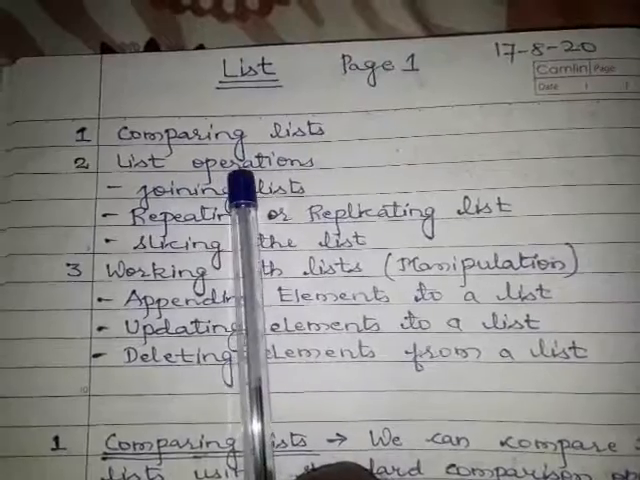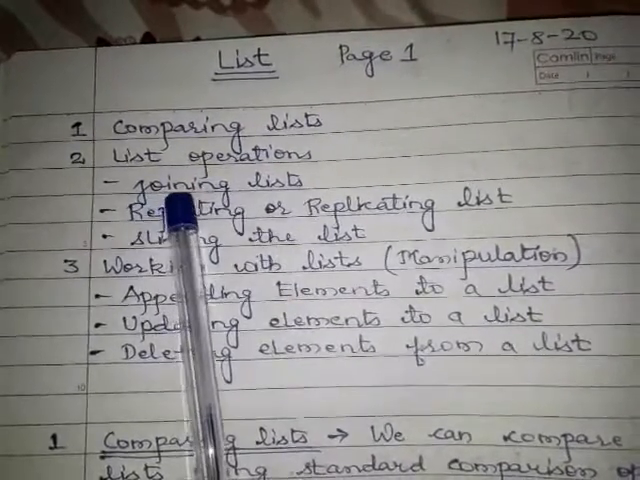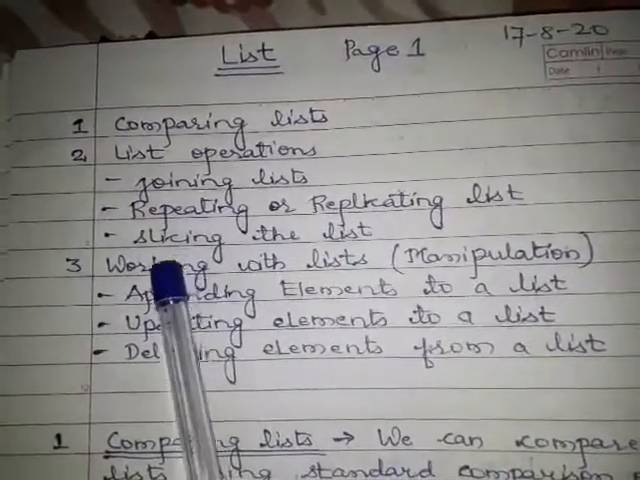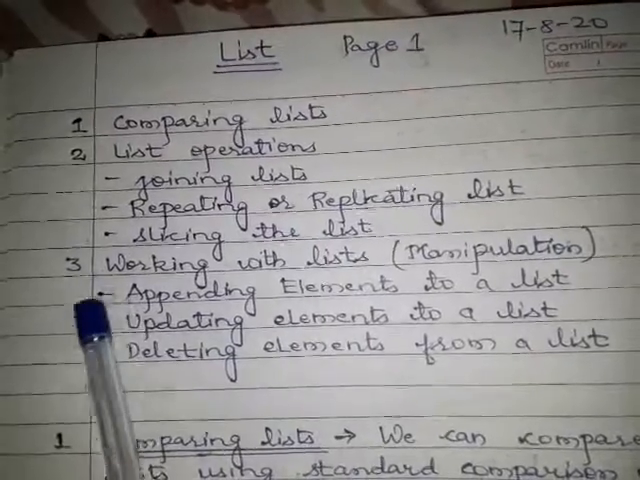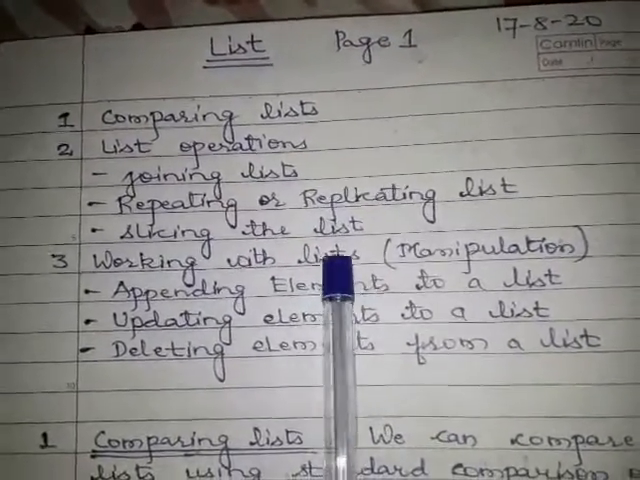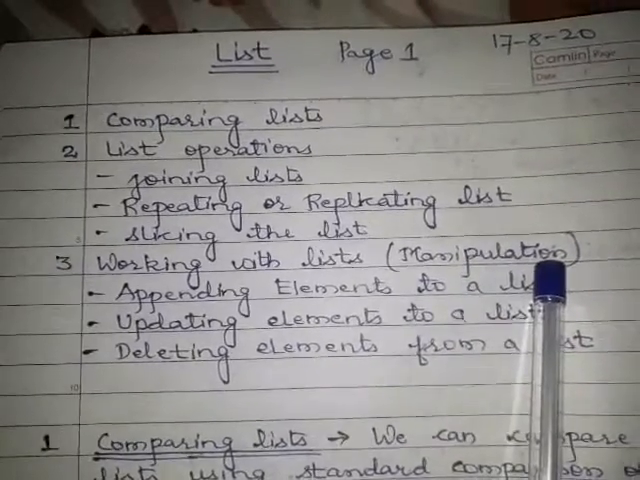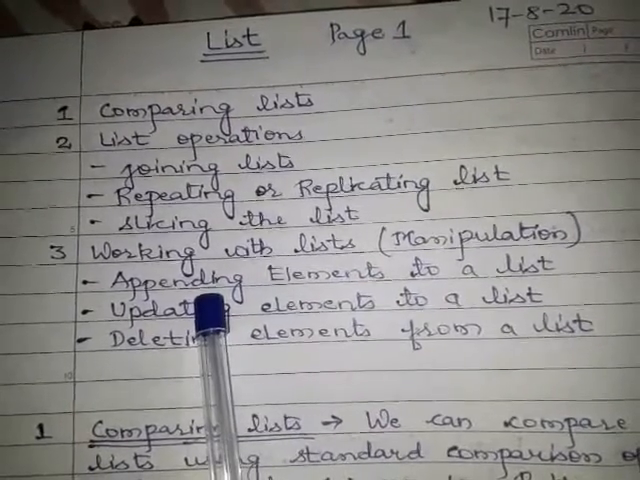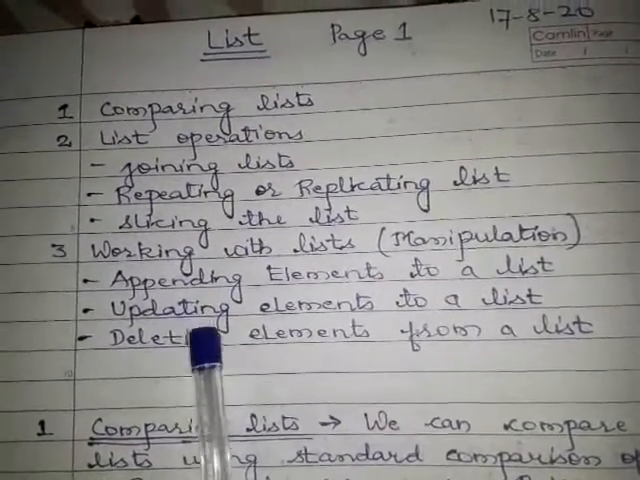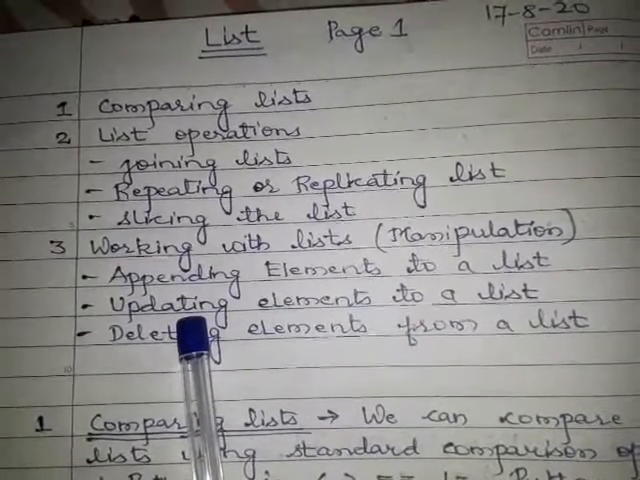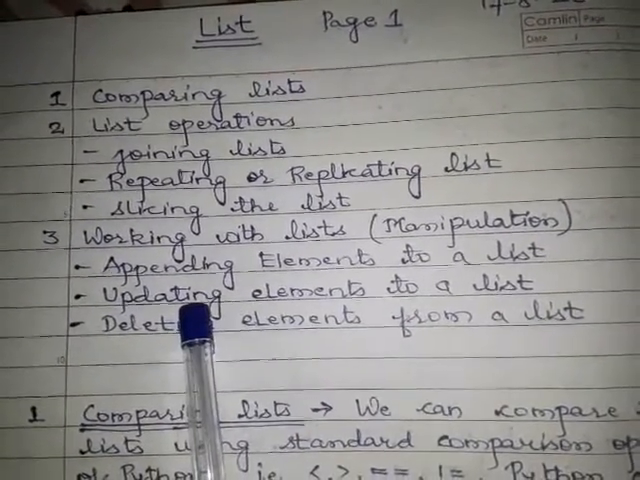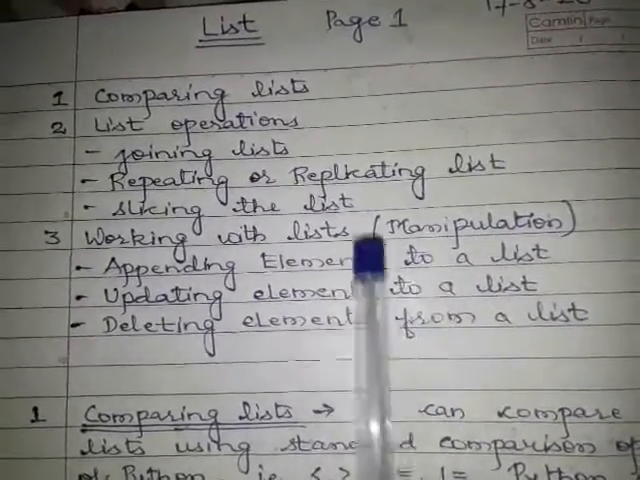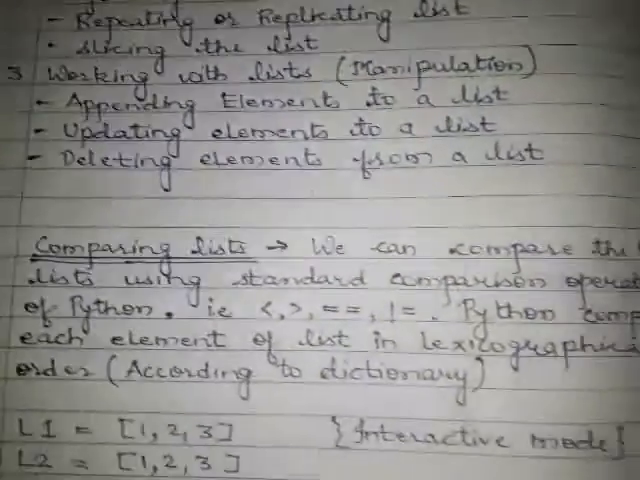Then, list operations. There are various list operations such as joining two different lists, repeating or replicating a list, slicing the list, and working with a list. Working with a list is also called list manipulation, in which we append an element to a list. Appending means to add an element at the last of the list. Updating an element means to change the value of an element, replace the value of an element, and to delete some elements from a list. First, we will study comparing lists.